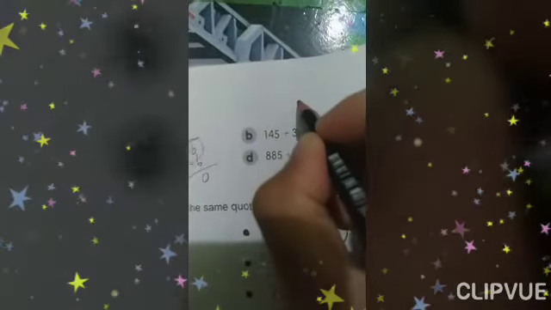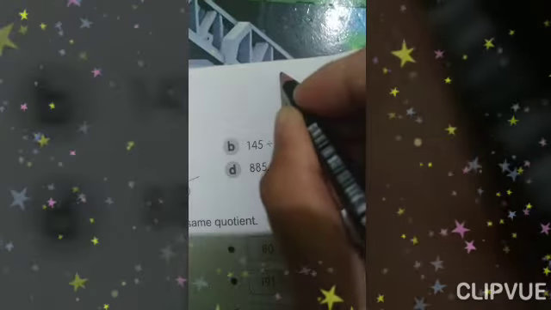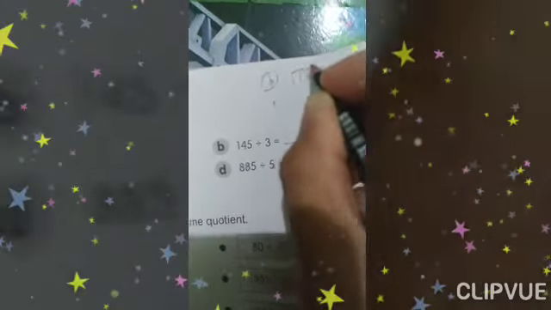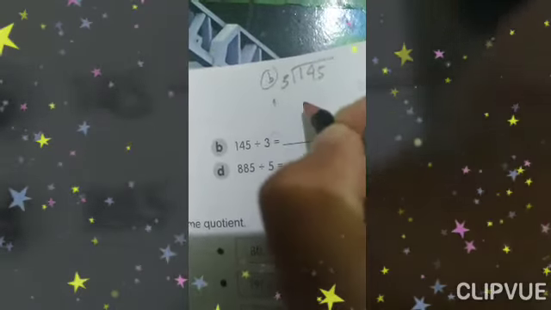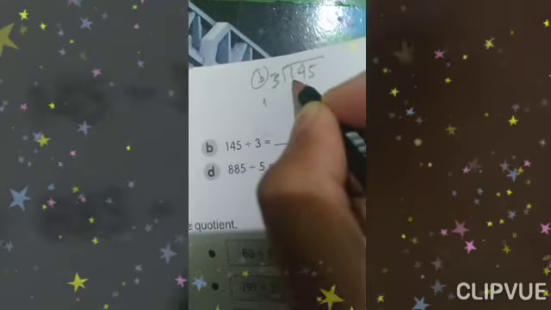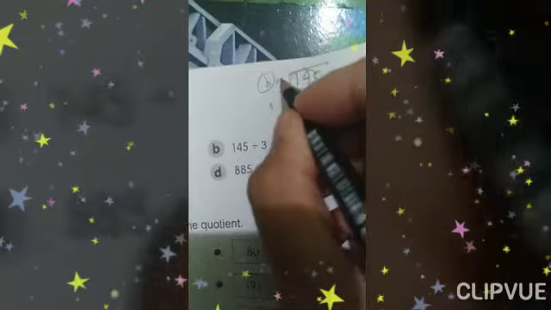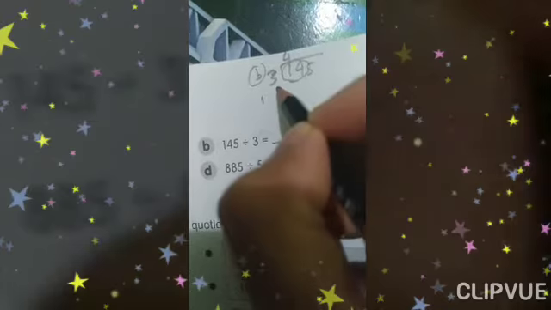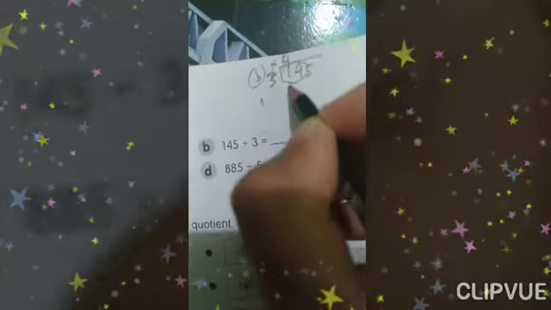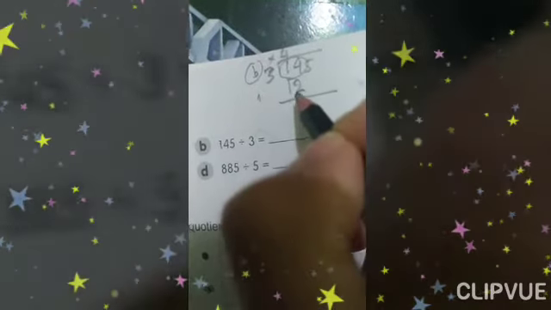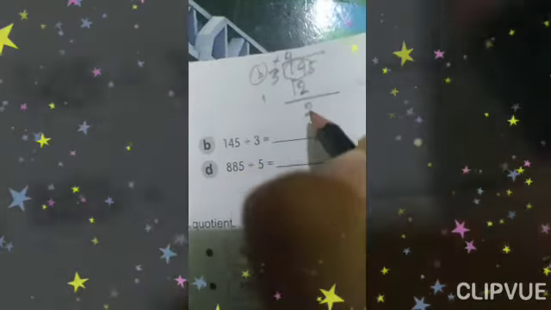Next, for B, 145 divided by 3. Okay, 14 divided by 3 equals 4. Okay, 3 times 4 equals 12. 14 minus 12 equals 2.